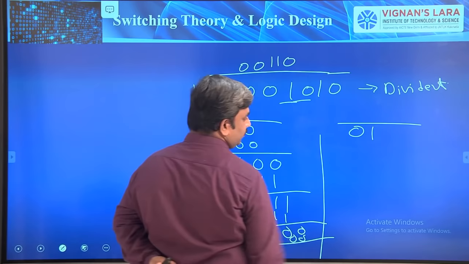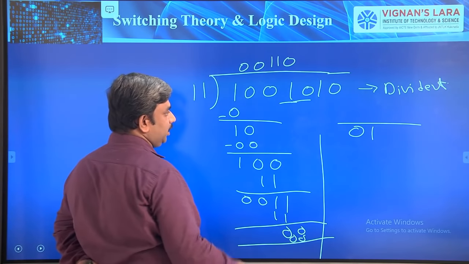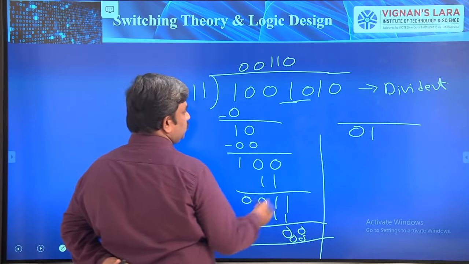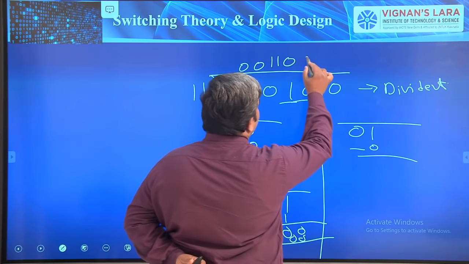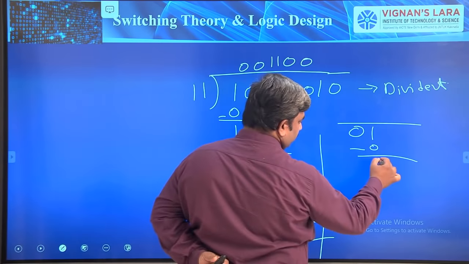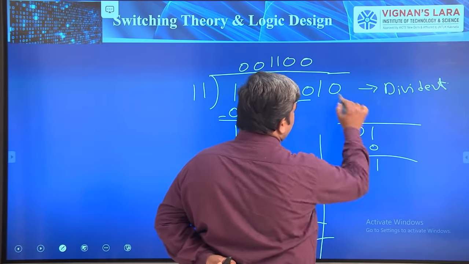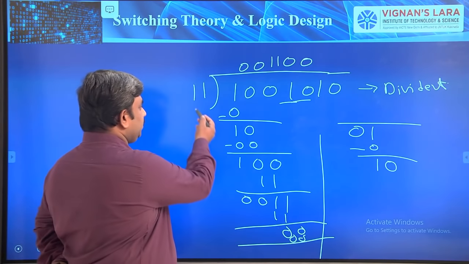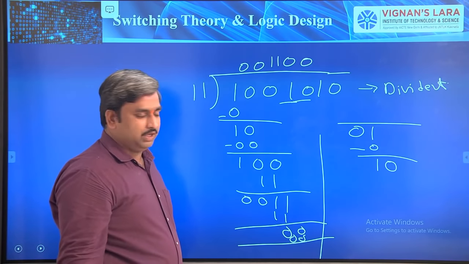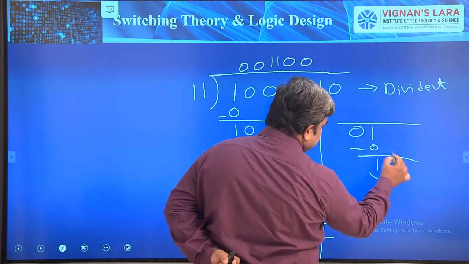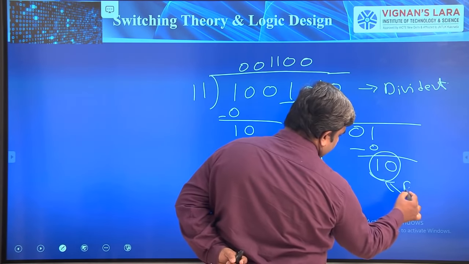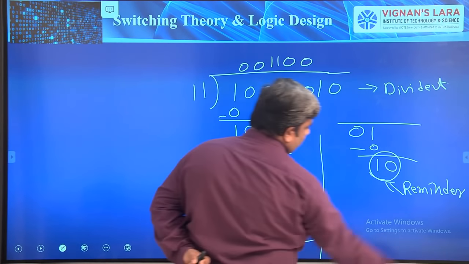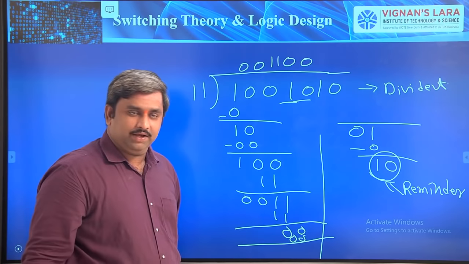Now you have to bring down this value 1. Is there a possibility to do the division of 1, 1 with this value? There is no possibility. Again you have to put 0. We got here 0. So 0. Here this is 1. Okay, and you have to put 0. So is this 1, 0 possible to divide with this 1, 1? There is no chance. So finally this is the remainder.